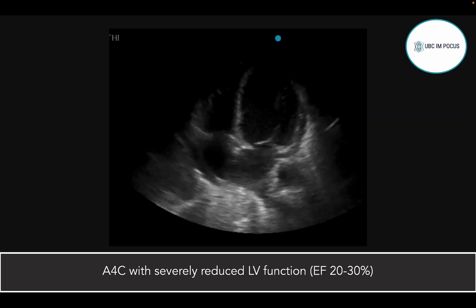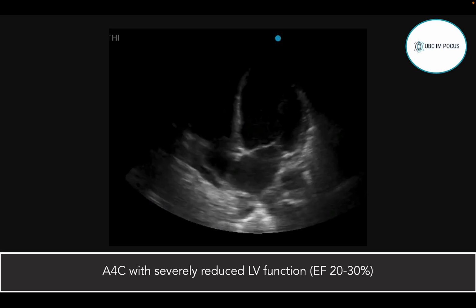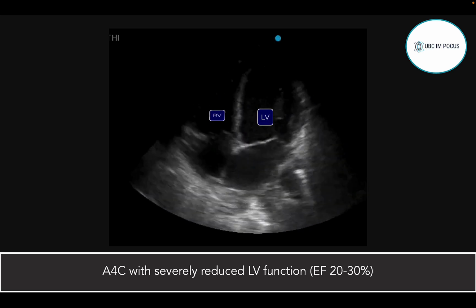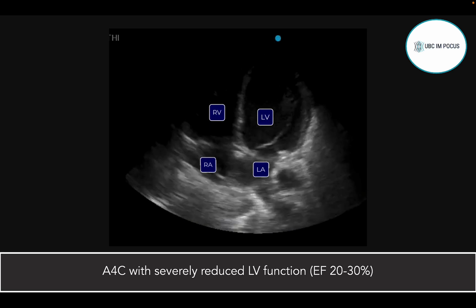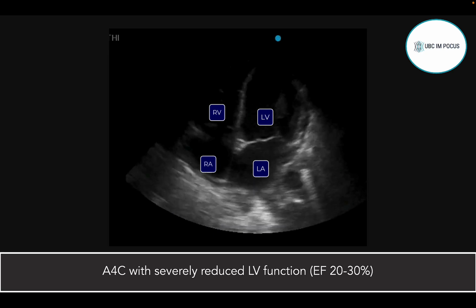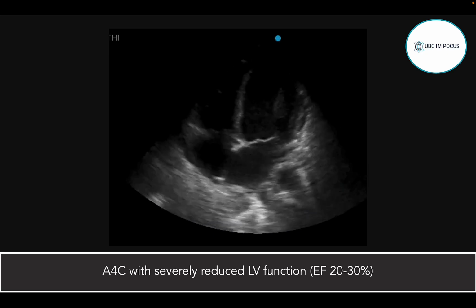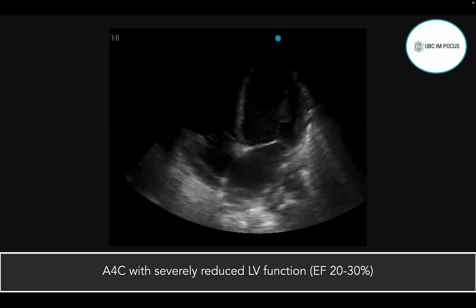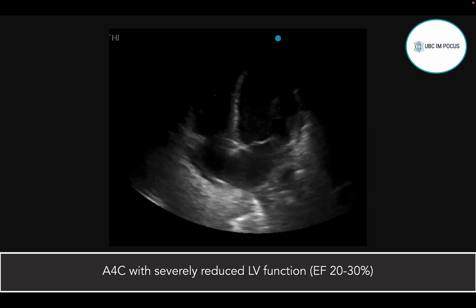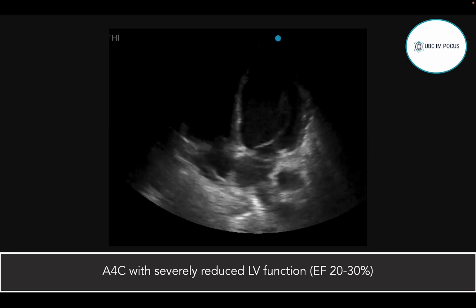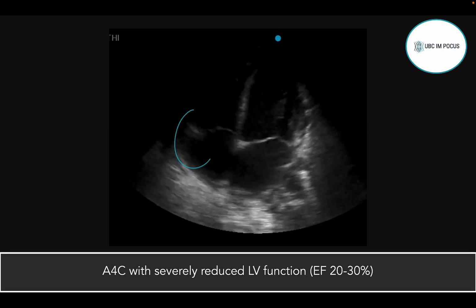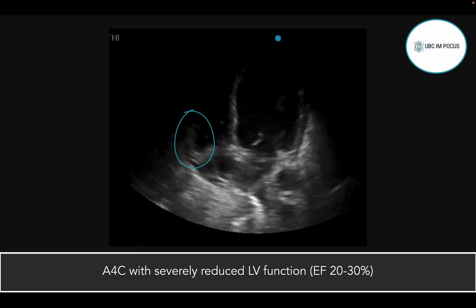This is an apical 4 chamber view. Again, LV here, RV over there, 2 atria looking fairly normal in size. And our RV looks pretty decent here. The size looks fairly normal. Again, we're not really seeing the apex, but it doesn't look more than 2/3 the size of the LV here.